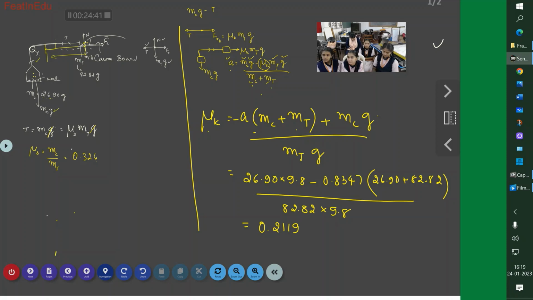So you see here, mu s is the coefficient of static friction. It is more, and mu k is the coefficient of kinetic friction. It is less. That is why kinetic friction is less than static friction. I hope you understood friction between the two surfaces. Clear, students? Thank you very much.